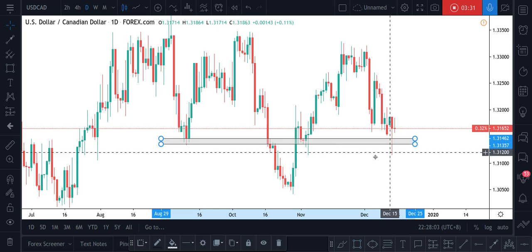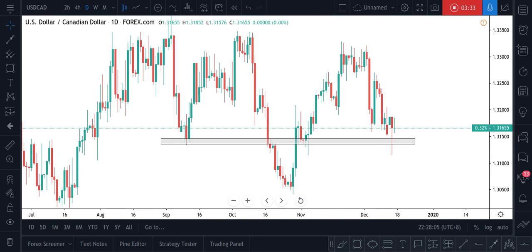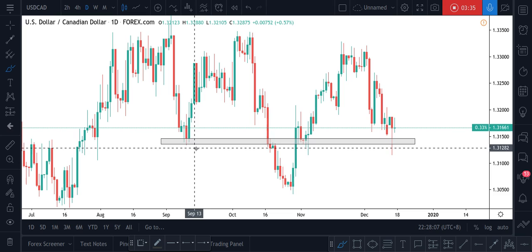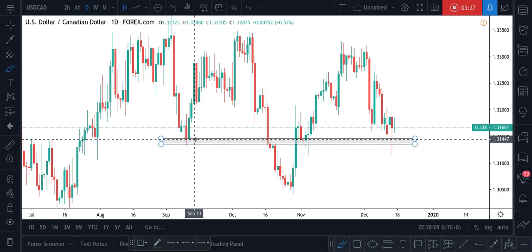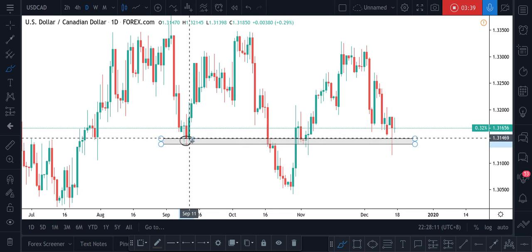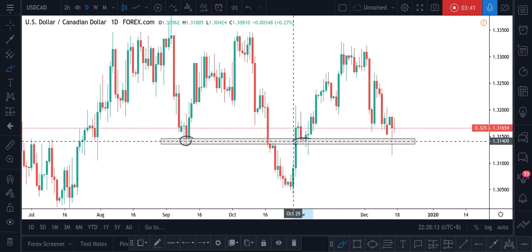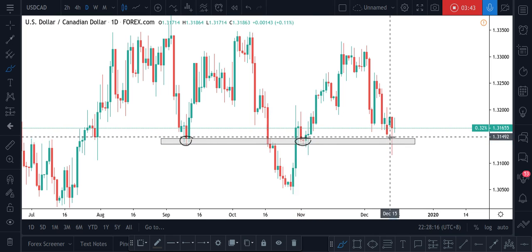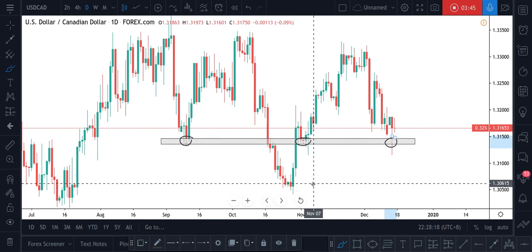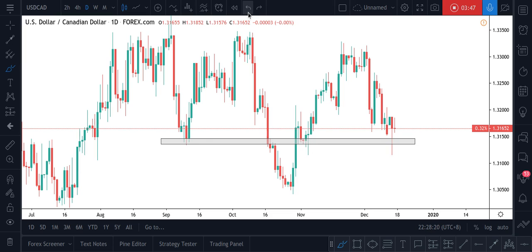Now if we put our support area over here, that was the support area on the weekly, you can see we have a very strong support area here, and we have a very beautiful, strong rejection of that support at the moment.